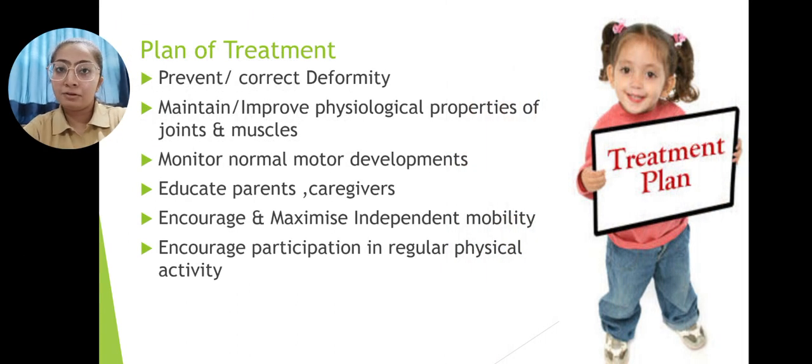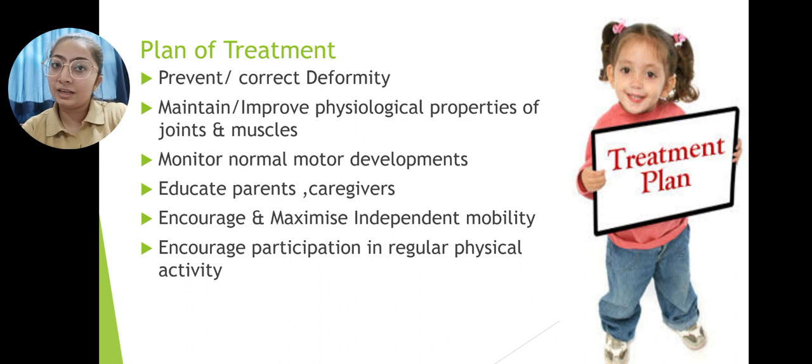Now I will talk about the plan of treatment. First, we have to prevent or correct the deformity, maintain or improve the physiological properties of joints and muscles, monitor the normal motor development, educate the parents or caregivers, encourage and maximize independent mobility, and encourage participation in regular physical activities.